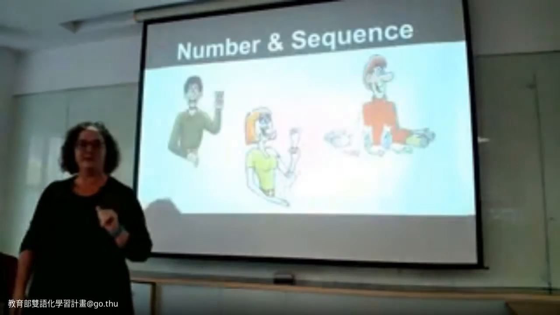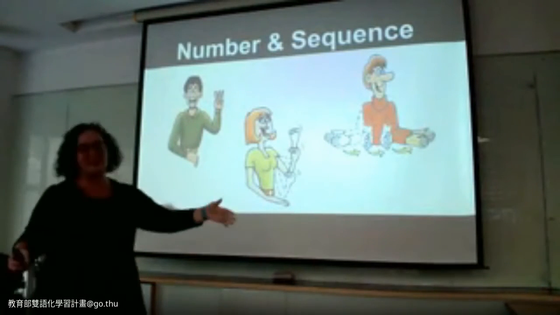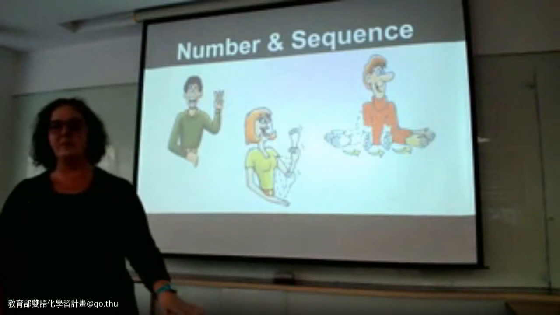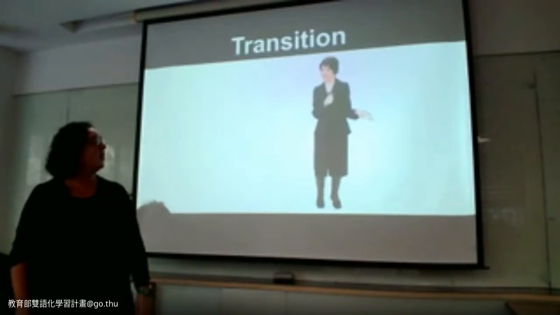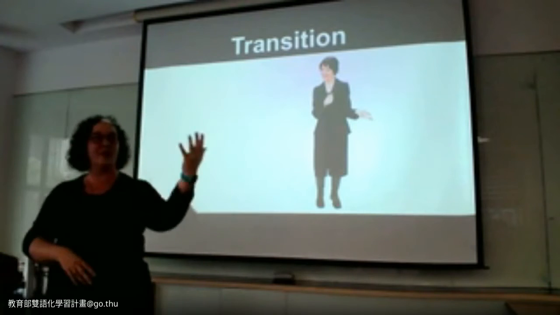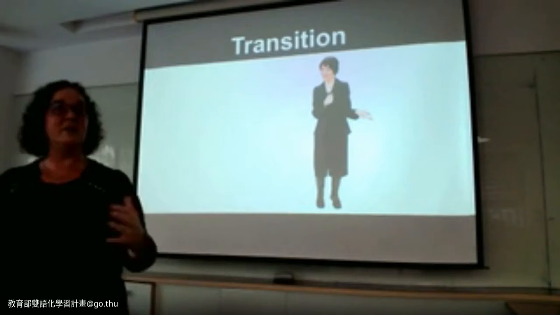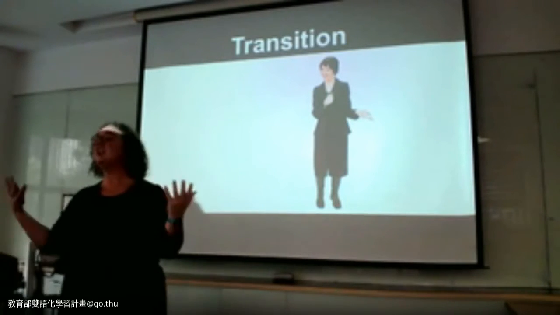So we can show number. We can do 3. I have 3 points. We can do it to show sequence: first, second, third, whatever we're doing. We can physically show progress and sequence with our hands. We can show transition, so literally on one hand, on the other hand, to begin with, okay, my next point is. We can literally move our hands to show the 2 hands of what is going on.